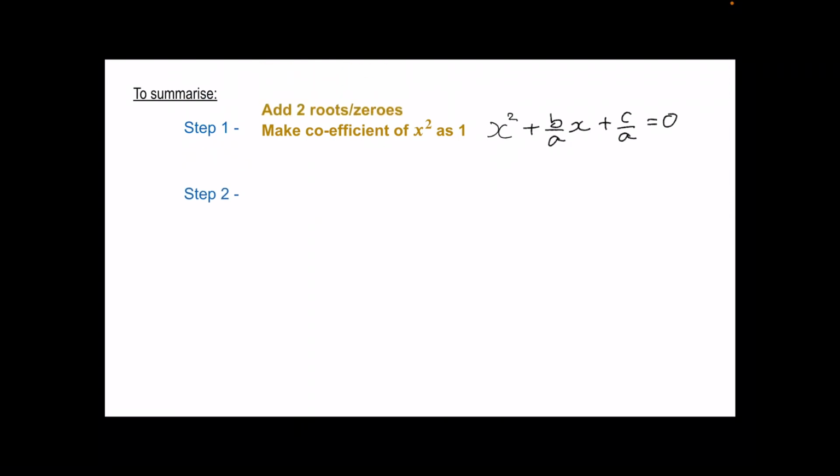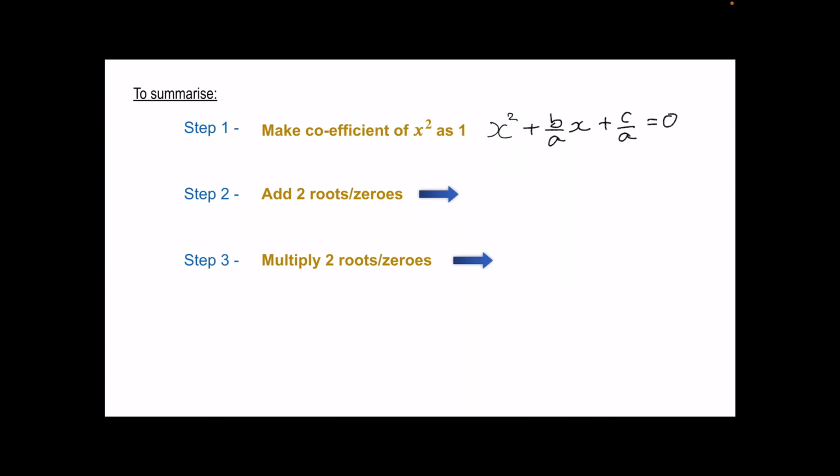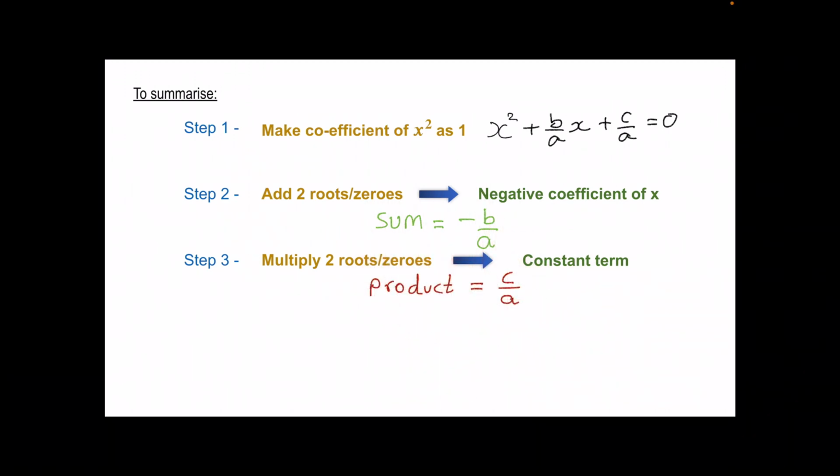So to summarize the trick or the concept, we have 3 steps. First step, make the coefficient of x squared as 1 in the given equation. Second step is to find the two roots or two zeros. And the third step is to add and multiply the two roots or the two zeros. And you have to check that the sum of the roots is equal to the negative coefficient of x in the equation, and the product of the two roots is the constant term of the equation.